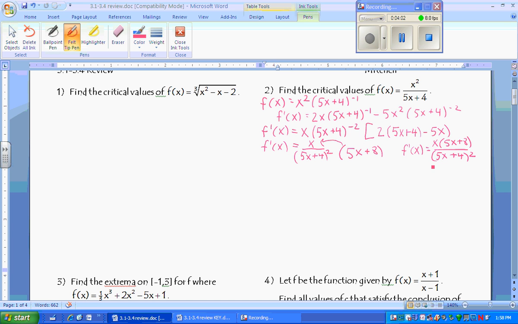So you just forget about the bottom, and you set x times 5x plus 8 equal to 0. Well, x equals 0, and then 0 equals 5x plus 8. So x equals negative 8 over 5.